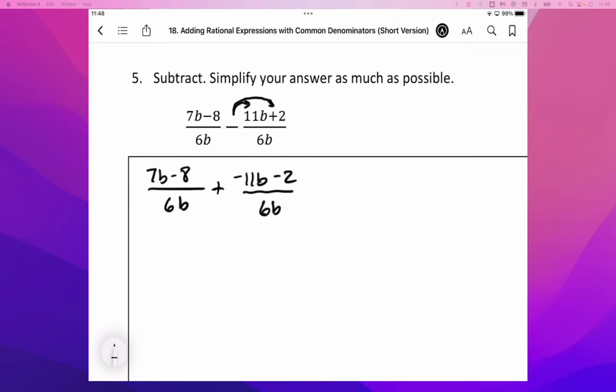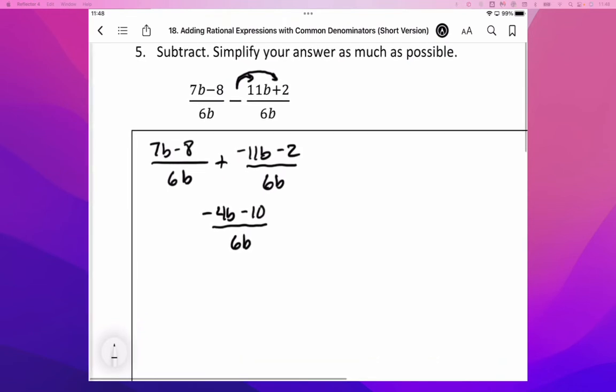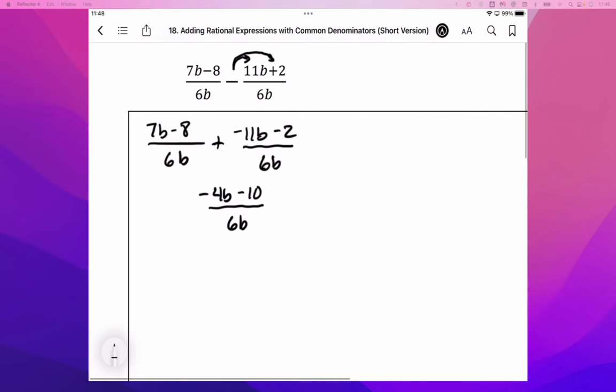So again, just combining like terms in the numerator. So 7b minus 11b is going to make negative 4b. Negative 8 and a negative 2 makes a negative 10. Denominator stays the same. And so just like the last problem, we can notice that 4, 10, and 6 all have a common factor, and that common factor is 2.